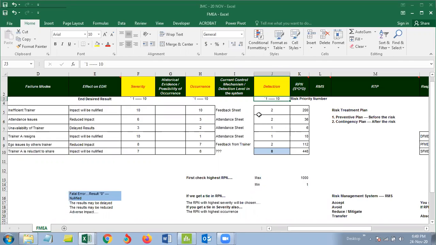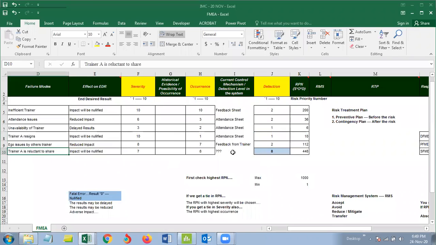So the trainer is inefficient. You get to know instantly. Well, the guy is not good. Attendance issues, you will get to see. Well, people aren't coming. Unavailability of the trainer, you get to know the guy is not available for the training. Trainer A resigns. He doesn't show up. Instant detection. Not a big deal.